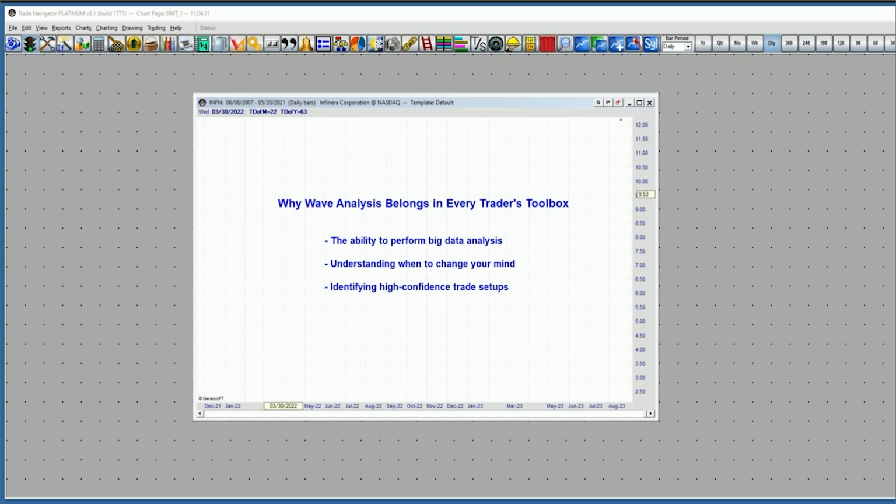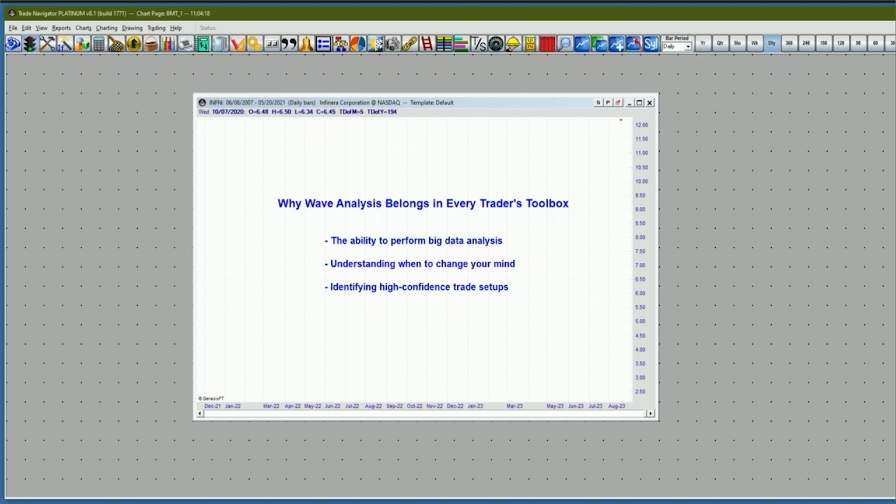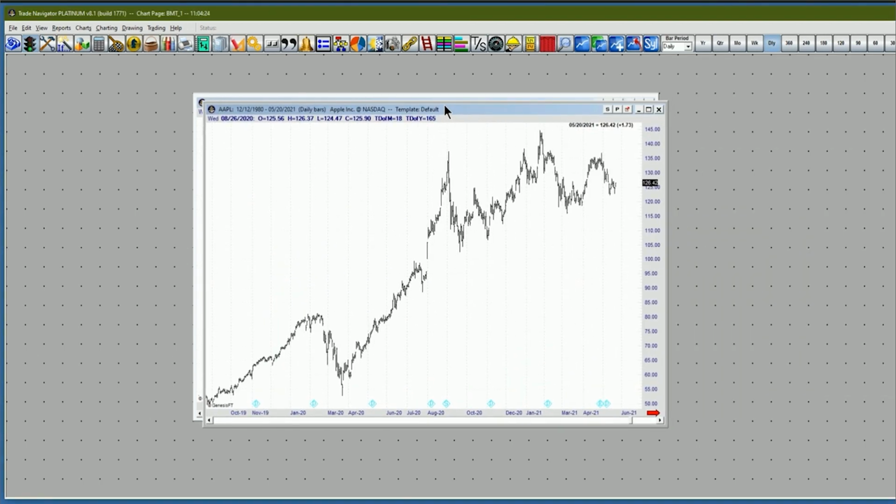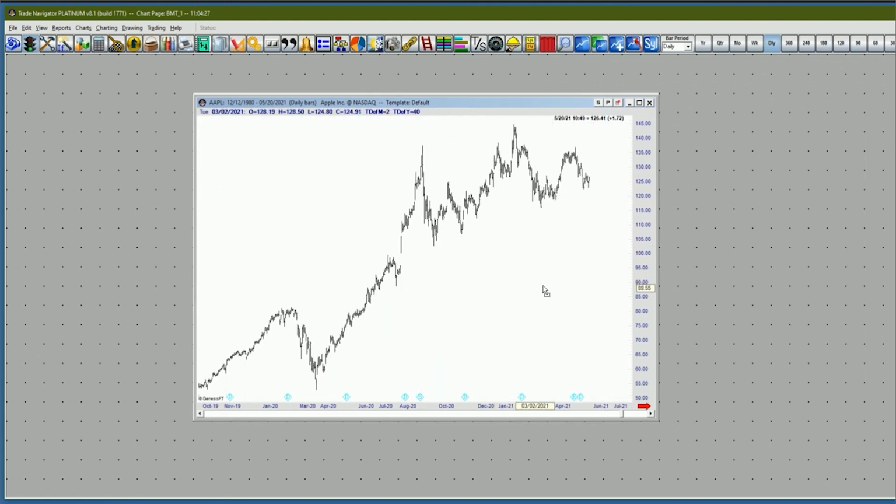There are a few other things that I think the wave principle allows us to do. Number one, it allows us to do, say, big picture analysis, or say big data analysis. For example, if we look at just a price chart, this is just a daily price chart of Apple.